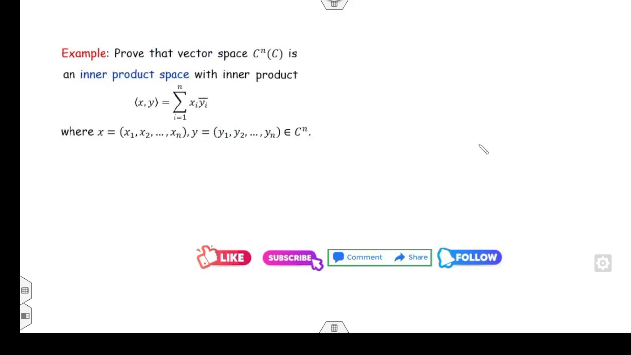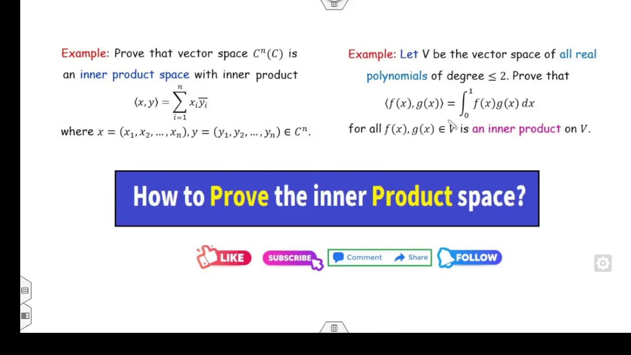Look at the next one. How can you prove that the inner product is basically an inner product space? Similarly, how can you prove that it's an inner product space?